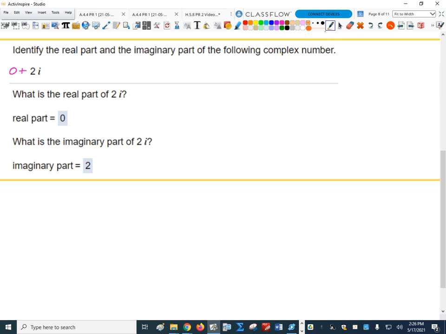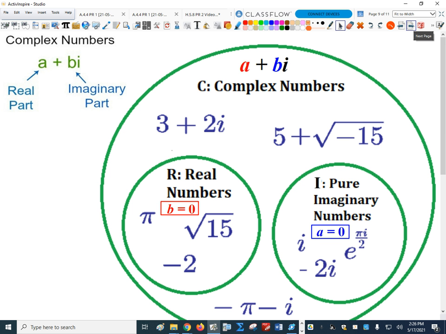Now, along those lines, what about the number negative 9? For the number negative 9, what's the real part? Negative 9. What's the imaginary part? Well, it's just 0. It's just the number being multiplied by i. Okay, good. So a real number is actually just a complex number with a 0 imaginary part.